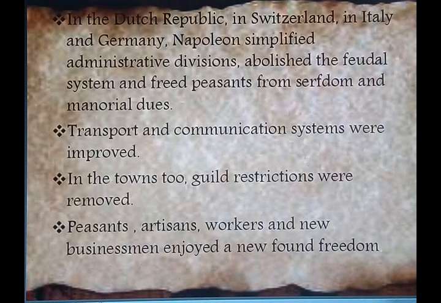Peasants, artisans, workers and new businessmen enjoyed a newfound freedom. Because of the removal of guild restrictions, artisans, workers and new businessmen really felt so happy. Now they could do their business freely.